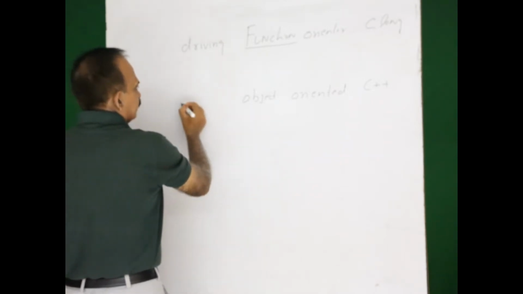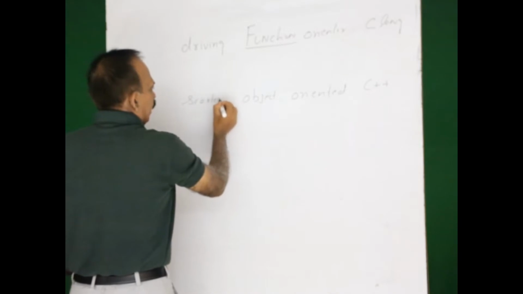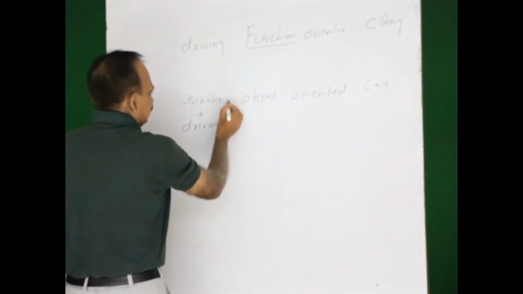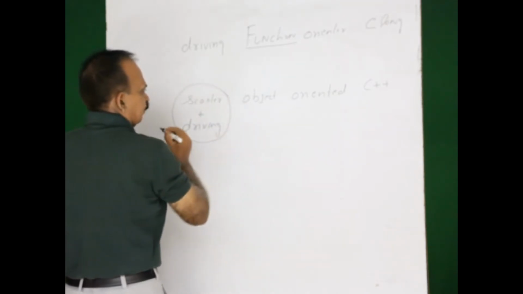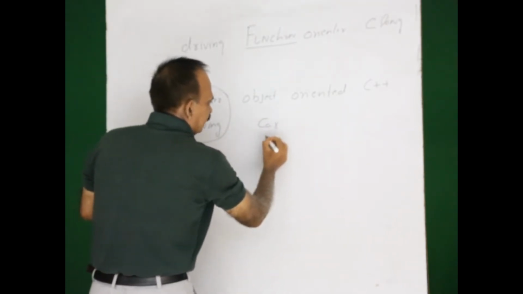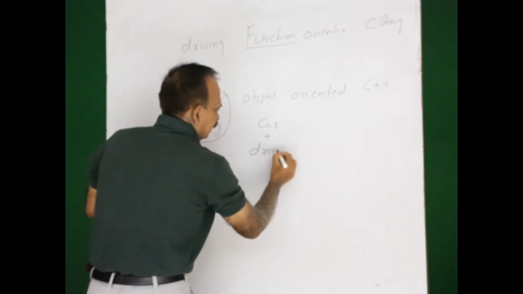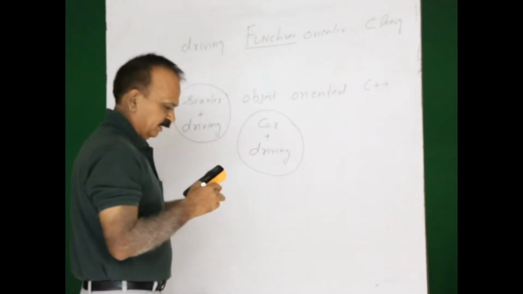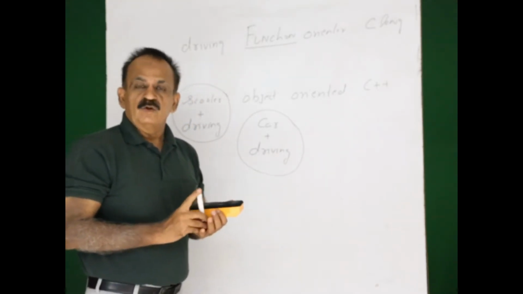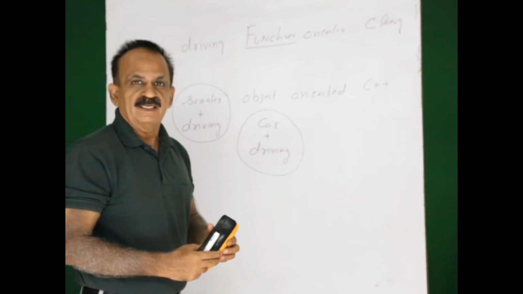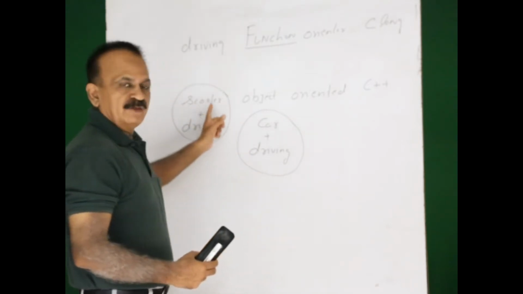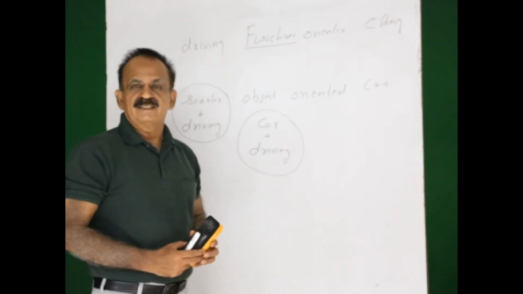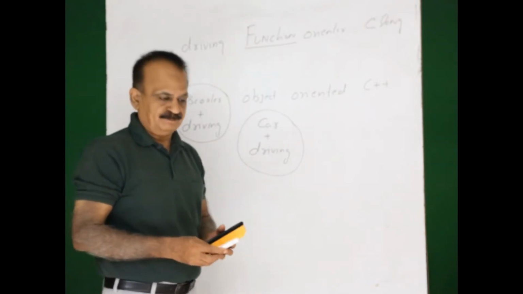Now driving a scooter, scooter plus driving, I think this represents the complete task. Similarly, car plus driving represents another particular process. That means only driving is not a sufficient process. Driving applied on the scooter, driving applied on the car, that represents a well explained process.